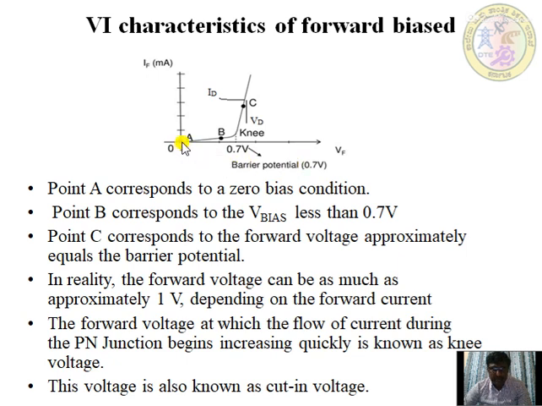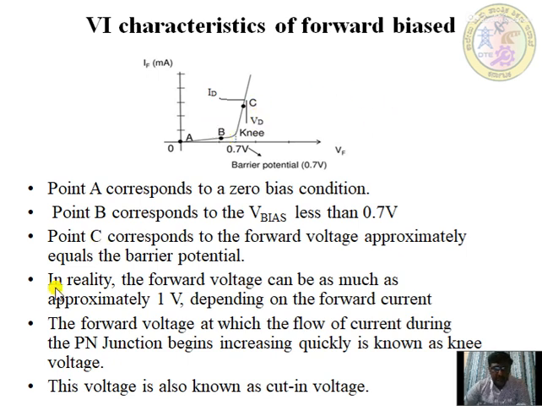Okay, first, what will be represented at point A? Point A corresponds to a zero bias condition. This is the initial condition where the voltage and current will always be 0. And what does point B represent? The voltage bias less than 0.7 volts. So B means it is going on rising a little bit, and this is known as the voltage bias, and it will always be less than 0.7 volts if you consider silicon, and if you consider germanium then it will be 0.3 volts.